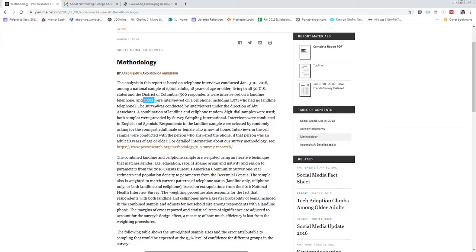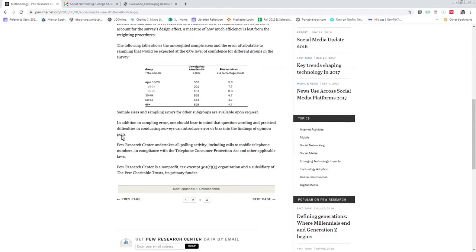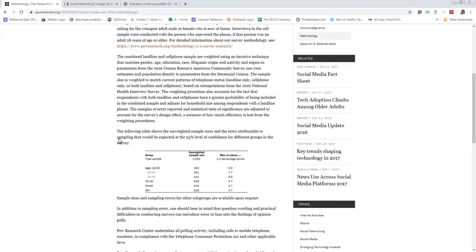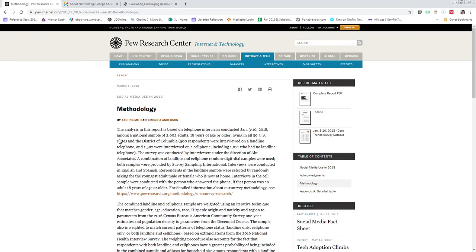1,500 of them were actually interviewed. So the sample was 2,000, interviewed 1,500. That's a pretty big population size for a survey like this. Again, I really like that they break this down and show me what this looks like, because that really helps me understand where they got their data, and so I'm more likely to trust that.